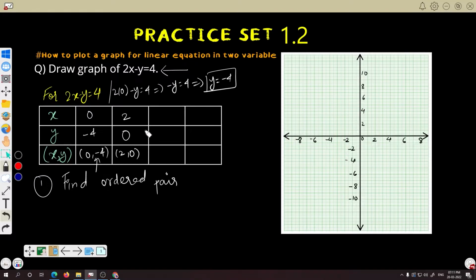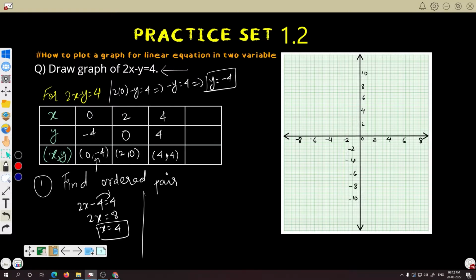So for this, if I take y as 4, the equation will be 2x minus 4 is equal to 4. Shift this minus 4 to the other side, then the equation will be 2x is equal to 4 plus 4, which is 8, then x is equal to 4. So if the value of y is 4, then x will also be 4. Coordinates are written as 4 comma 4. Now I'll find one more ordered pair.